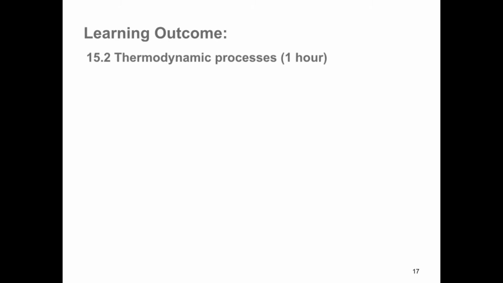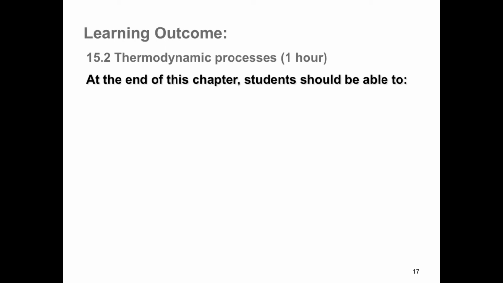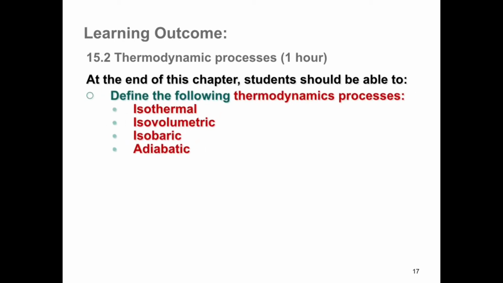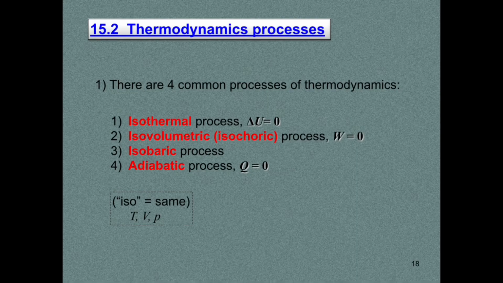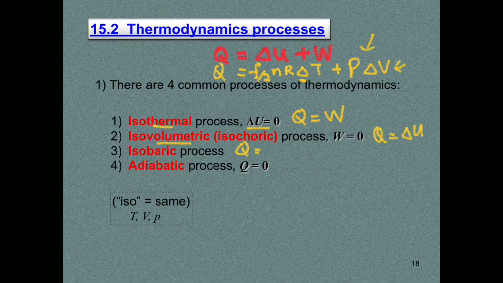Hi, how are you? So today we will look at 15.2 thermodynamic processes, where at the end of this chapter students should be able to define the following thermodynamic processes: isothermal, isovolumetric, isobaric and adiabatic. And then you need to sketch PV graph for all the processes. Okay, we have 4 common processes of thermodynamic. These 4 are isothermal, isovolumetric, isobaric and adiabatic.